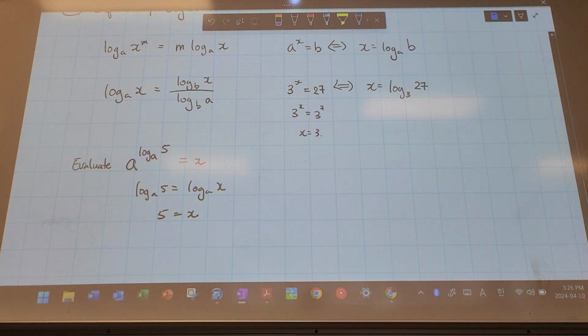Doesn't a to the power of log a anything just cancel out to the thing itself? Exactly, but for me, it's not very intuitive. So I like to do the steps, especially when you have those. Let's say you have a to the power of 2 log base a of 3. Sometimes you have those problems.